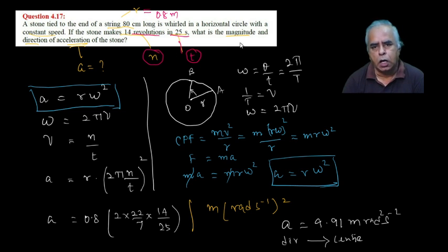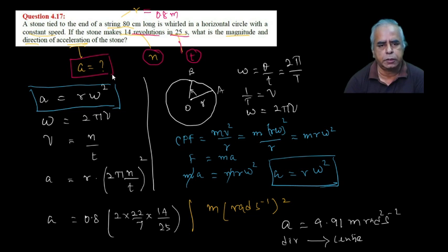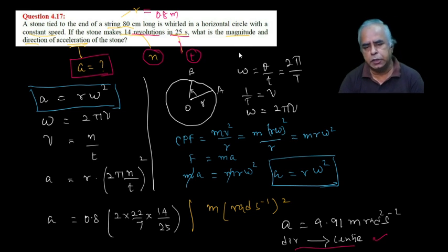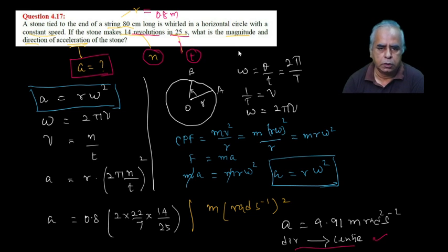Now what is asked? The magnitude and the direction of acceleration. So this indicates the centripetal acceleration. So definitely we know the direction of acceleration, that is pointed towards the center. So towards the center, that is the first answer. Now let us find out the magnitude of that centripetal acceleration. Before solving this problem, let us explore the concept behind this.